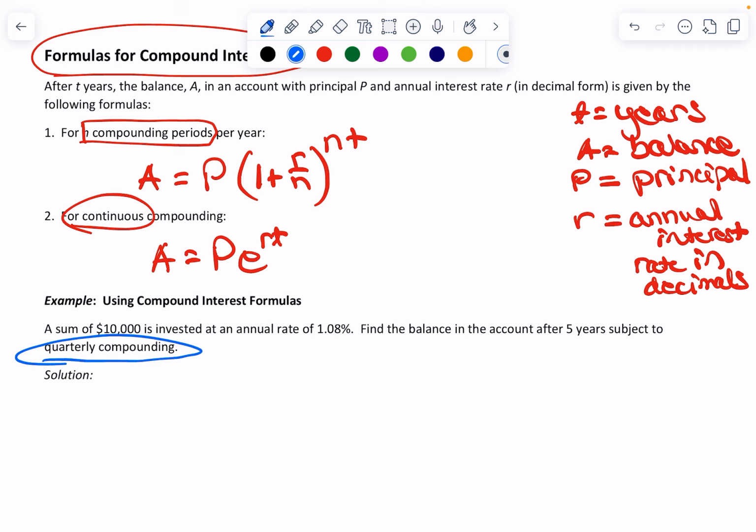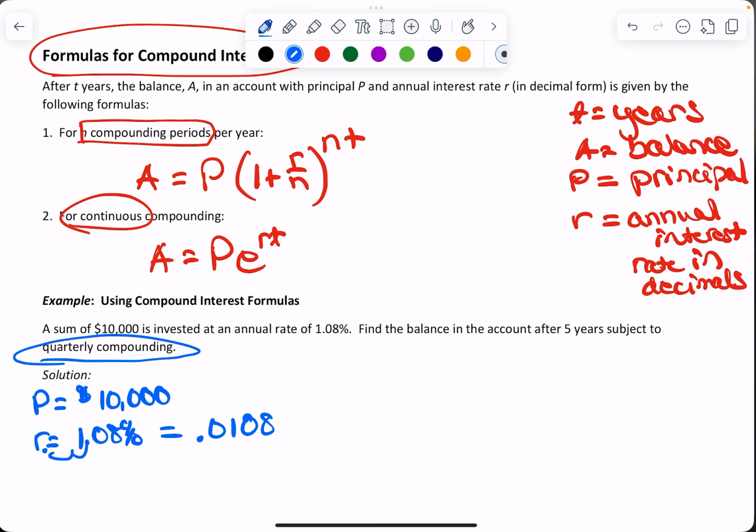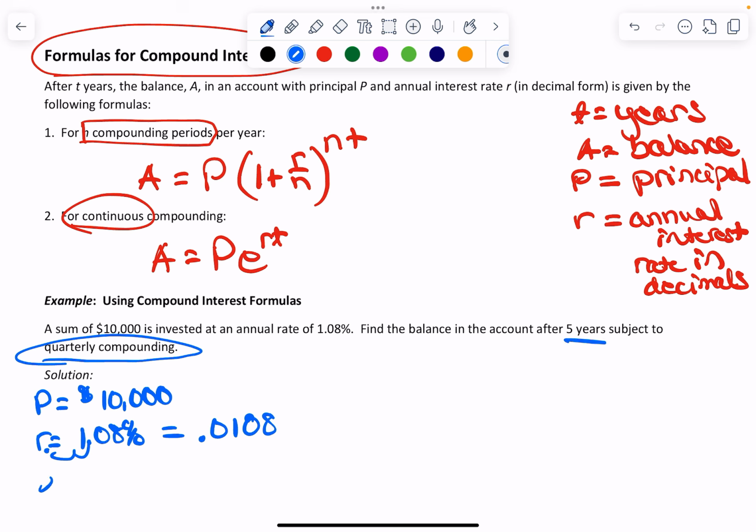So what do we know here? We know that our principal is $10,000 because that is what is invested. Our annual rate is 1.08%. Now, we need to convert that to a decimal. Percents to decimals, we divide by 100. So we move the decimal 2 places to the left. We get 0.0108. Time is 5 years.